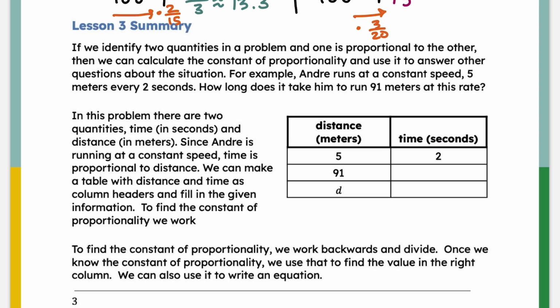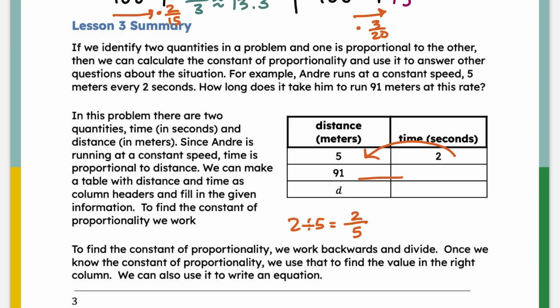Andre runs at a constant speed, it tells us it's going to be a proportional relationship. 5 meters every 2 seconds. So how long will it take him to run 91 meters? What we do is we find the constant of proportionality. To find that constant of proportionality, we work backwards and divide, because all of these problems are using fractions and decimals and pretty big complicated numbers. A lot of them are not going to be mental math, so I work backwards and divide, and I get 2 divided by 5, which is equal to 2/5.